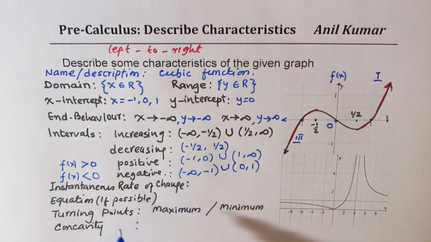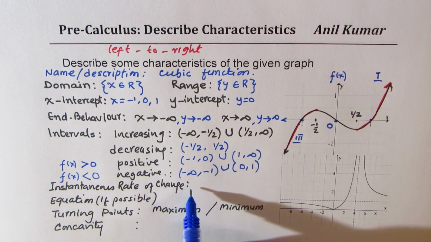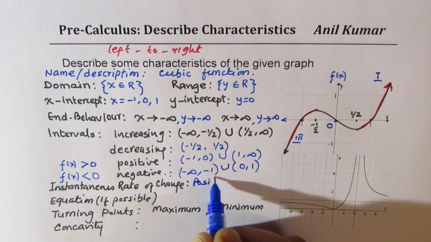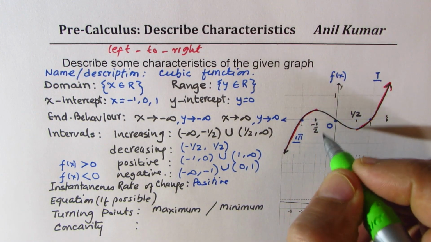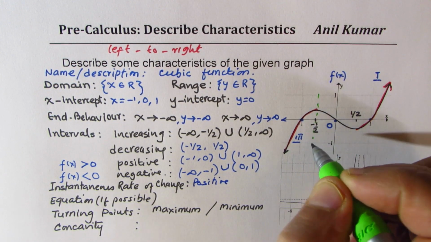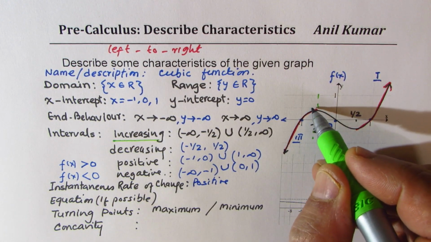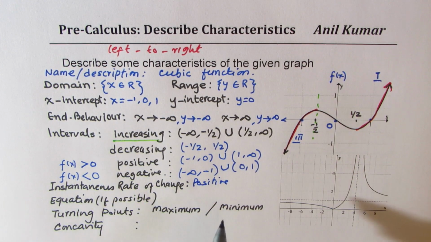Instantaneous rate of change. Now instantaneous rate of change is positive when the slope is like going up, increasing. So we see that from here to here, it is increasing. Do you see that? So it is positive from here to here. So it is positive when it is increasing. So these two things are linked.